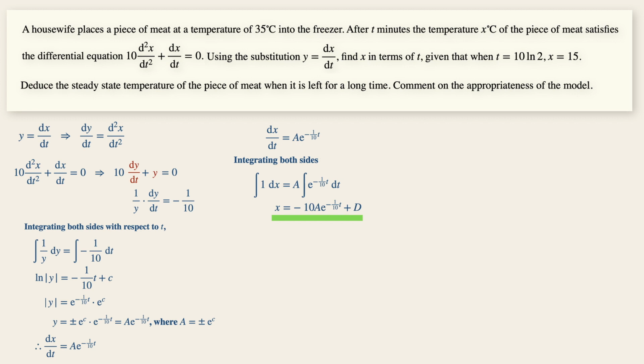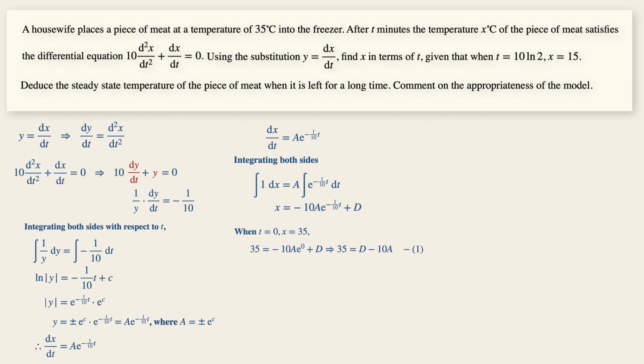What we can do first is to find the value of the constant d by substituting t equals 0, x equals 35 into this expression, because the temperature of the meat is 35 degrees at the start when the meat is placed into the refrigerator. Doing so, we have 35 is equal to minus 10 a e to the power 0 plus d, and we have this equation over here, 35 equals d minus 10a. Let's label it as equation number 1.